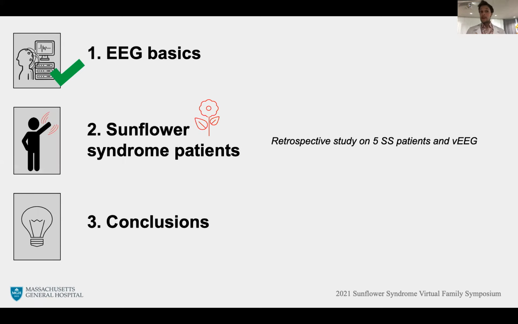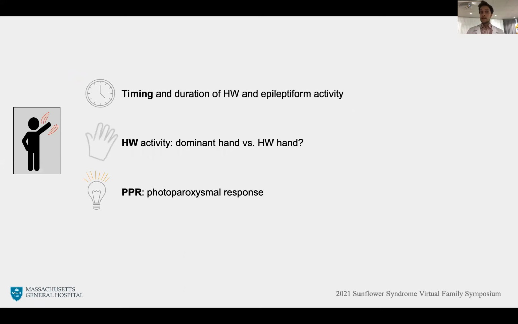Then if we look at our study in the sunflower syndrome patients, we have studied different things. We have looked at the timing and duration of the hand waving, and the hand waving activity, so which hand is involved, which is the dominant hand of the patient. Because it's known as a photosensitive epilepsy, we also looked at the photoparoxysmal response. What is this? I will explain in more detail in the next slides. So these three things I will now discuss.